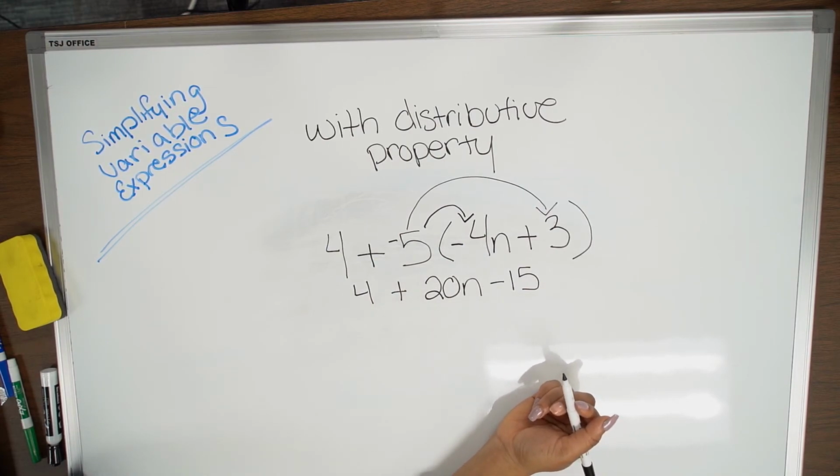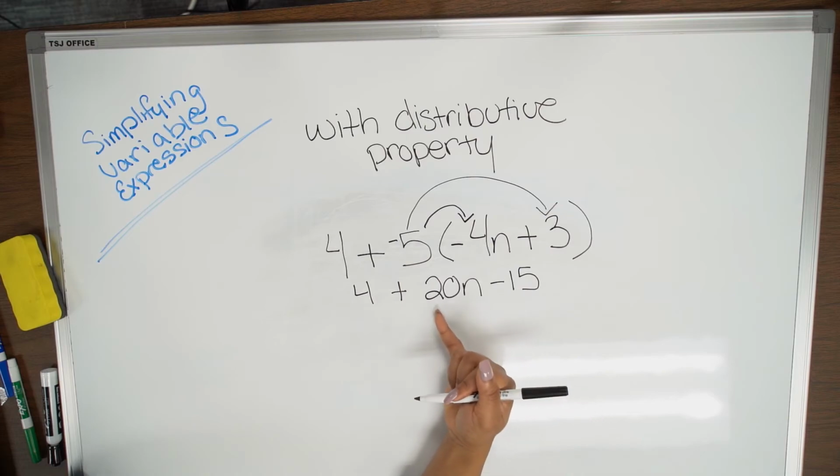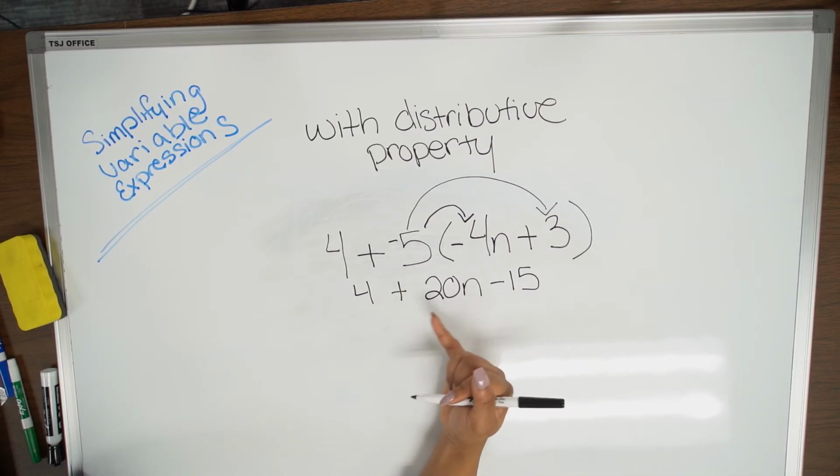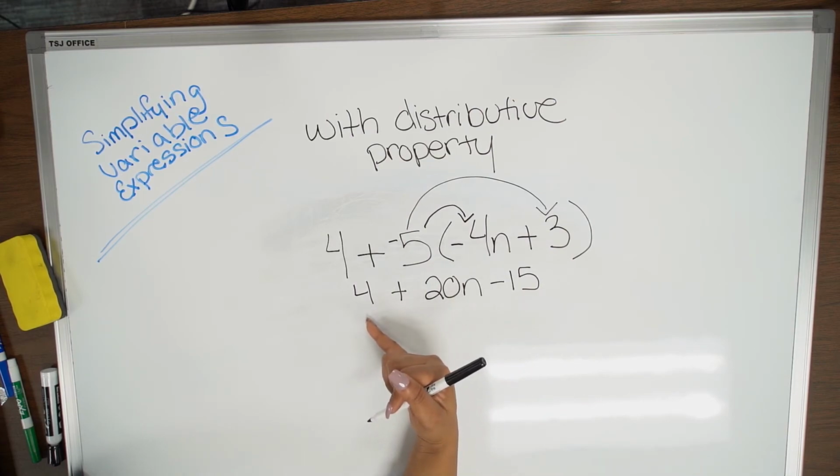So now we need to combine like terms. There's no other term in here. There's no other variable or anything like that. We only have one right here. So we just need to combine the numbers.